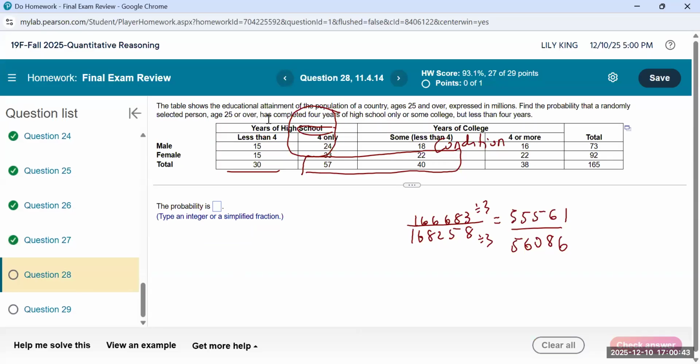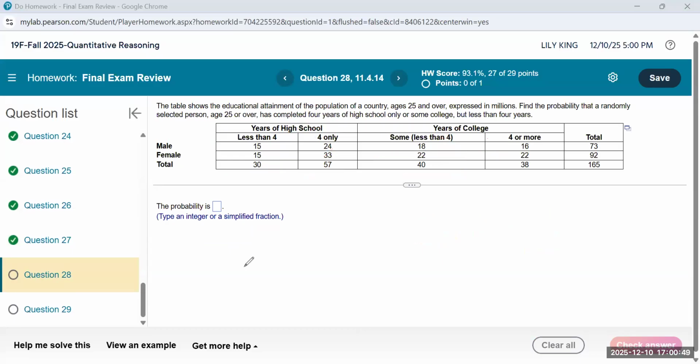All right, 28. All right, find the probability that a randomly selected person age 25 or over has completed 4 years of high school only, or some college but less than 4 years. So this is an or probability. We have to use the addition rule.